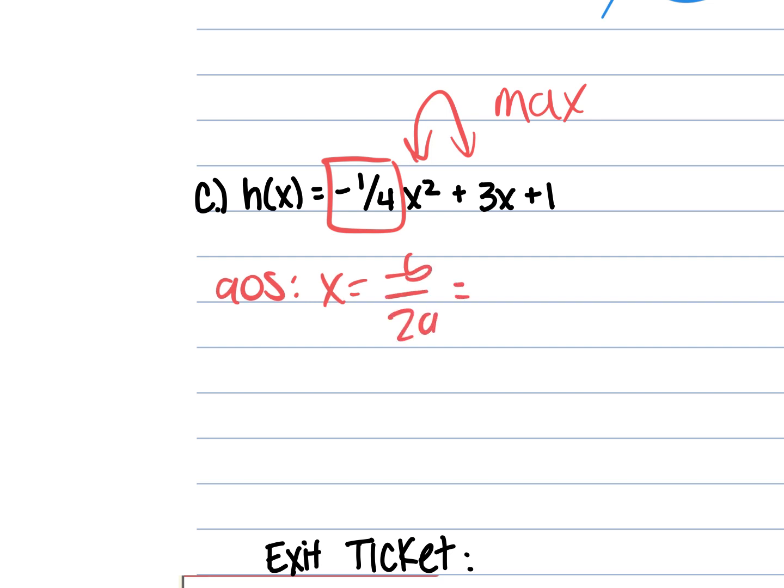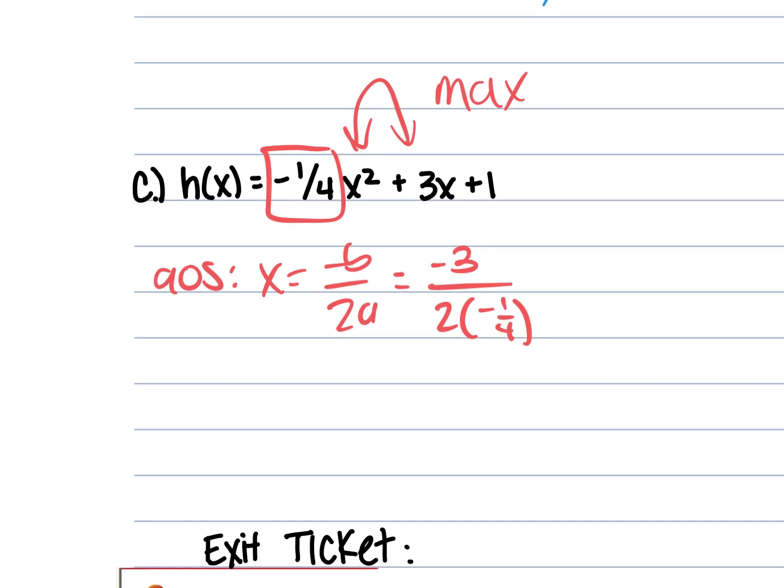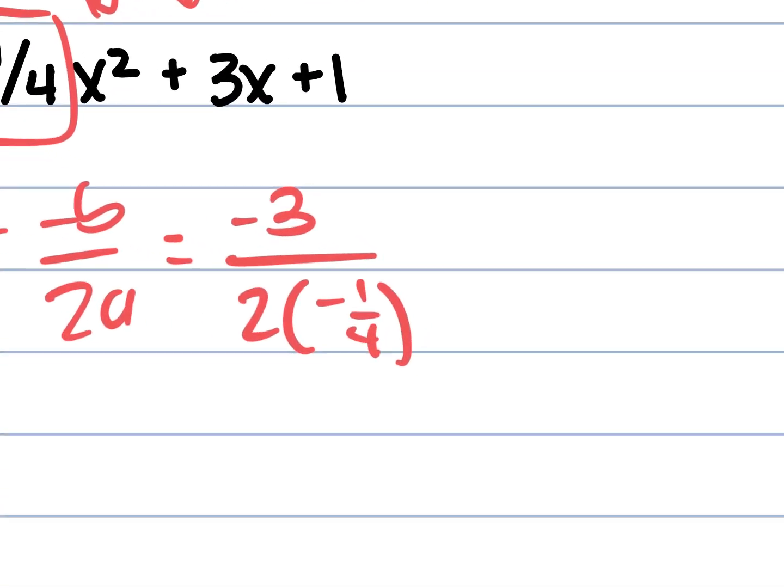What is my b value? Just 3. Positive 3, so it's going to be negative 3. Matthew, what's up? Yes, set a timer, please. Over 2 times negative 1 over 4. Those of you that are already like, I don't like this, you got to change your mindset, okay? What's the denominator? 2 times negative 1/4 will definitely be negative 1/2, okay?